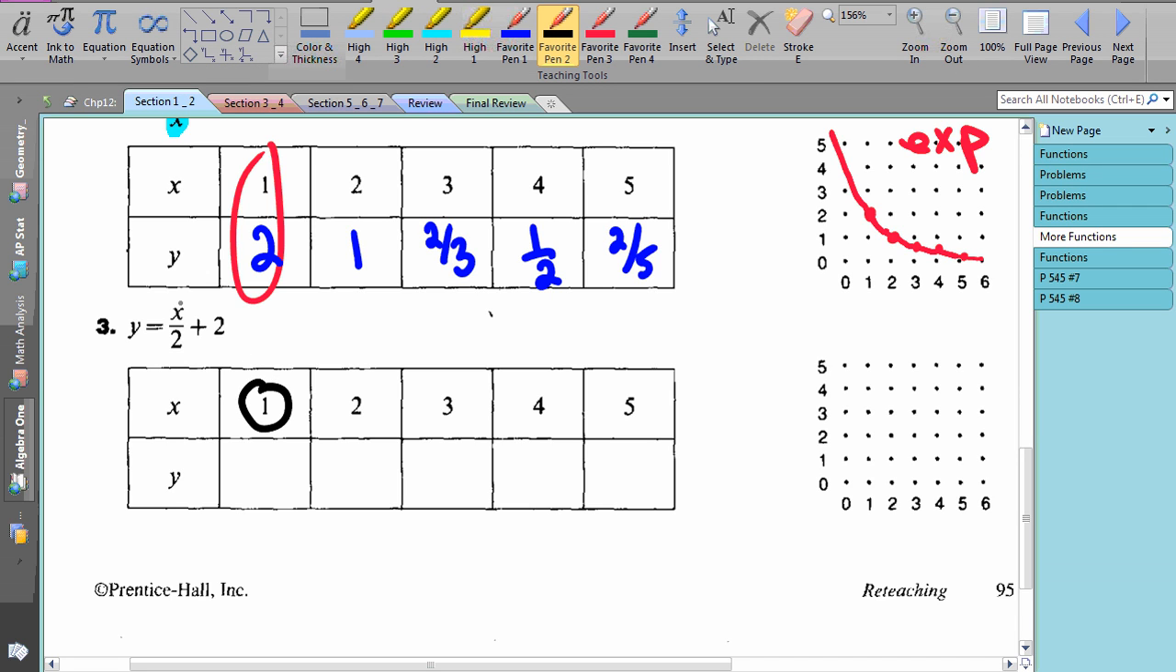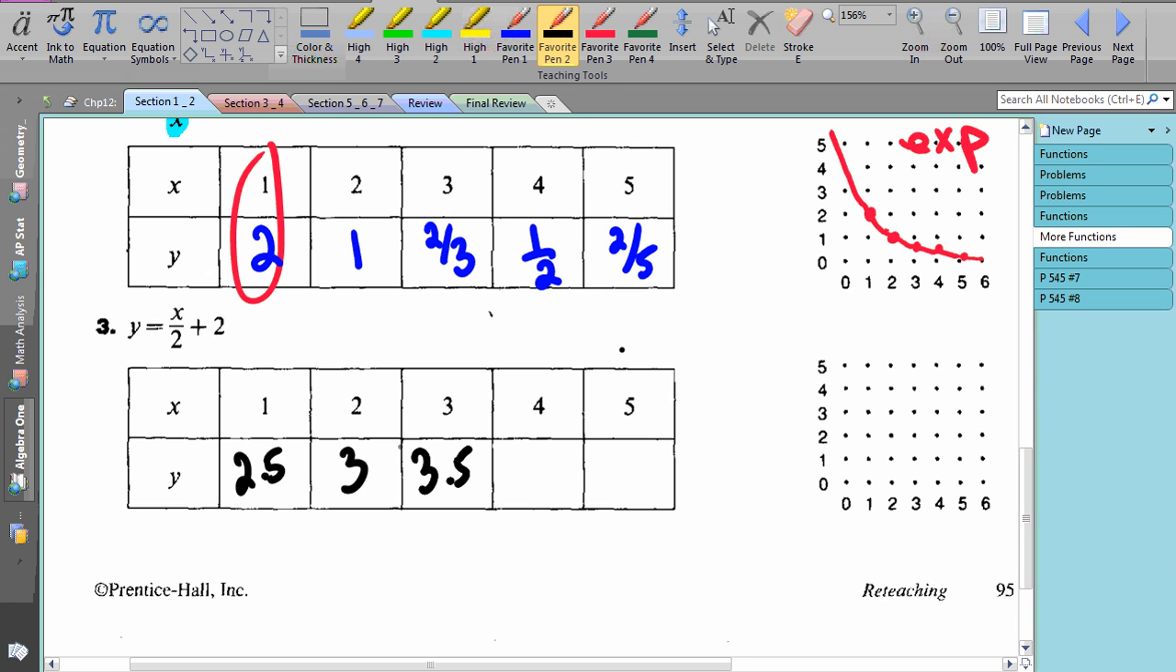When I plug in 1, that's 1/2 plus 2. So that would be 2.5. Okay. The next one is take 2 and plug it into here. 2 divided by 2 is 1, plus 2 is 3. The next one says plug in 3. When I plug in 3, 3 divided by 2 is 1.5, plus 2 is 3.5.